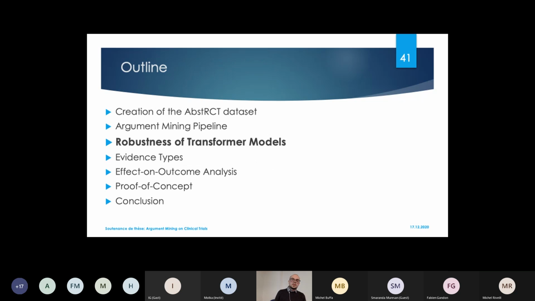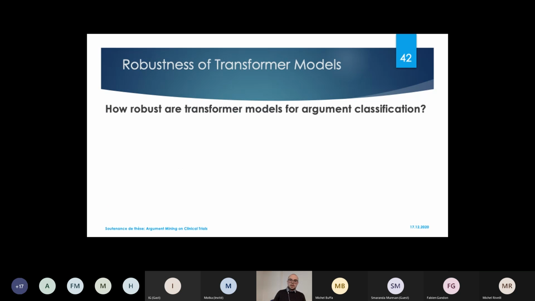And so as we have seen, the transformer models are the best performing models right now, and they are also nowadays the go-to solution for various natural language processing tasks. However, the problem in argument mining is that the data sets are usually small. So you fine-tune the model on a relatively small data set, and the question is, how much can you learn from that if the data set is relatively small?